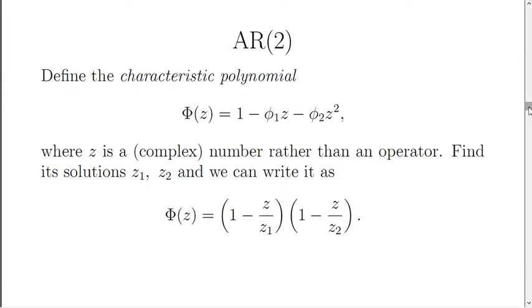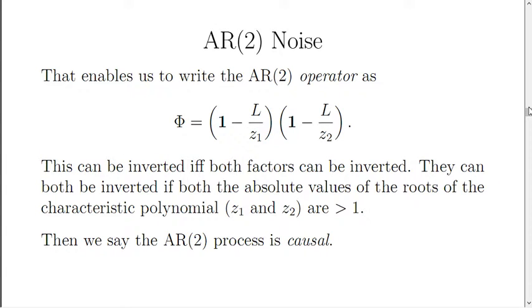Well, if we can write the characteristic polynomial in that form, then we can write the AR operator in this form. This can be inverted if both of its factors can be inverted. They can both be inverted if both of the absolute values of the roots of the characteristic polynomial are greater than 1. If they're greater than 1, then 1 divided by them is less than 1, which makes each term individually invertible. When that happens, we say that the AR2 process is causal.